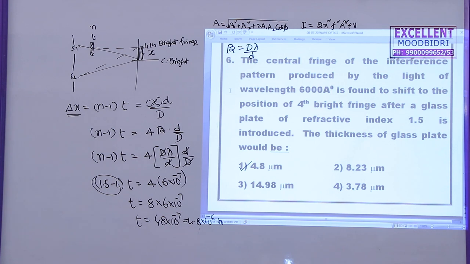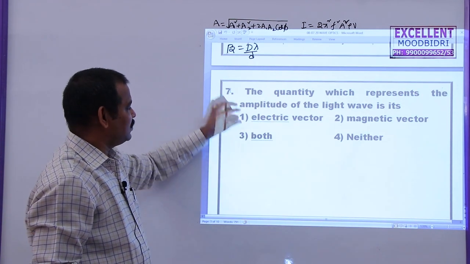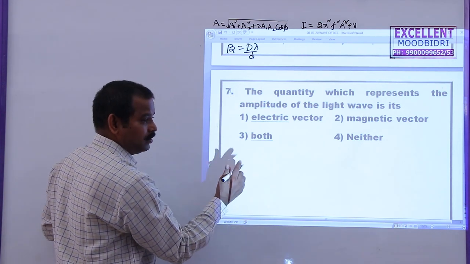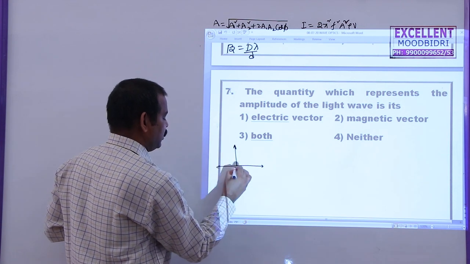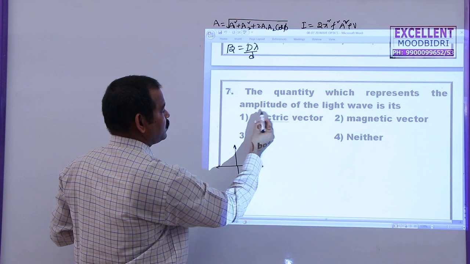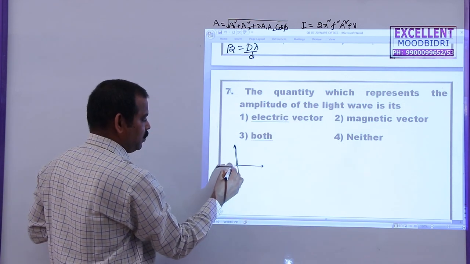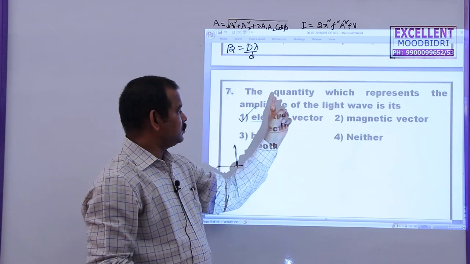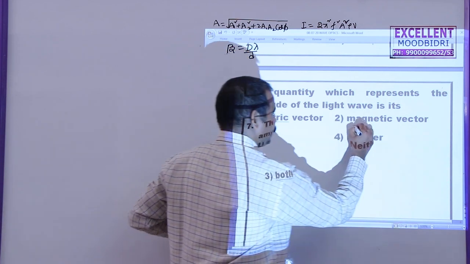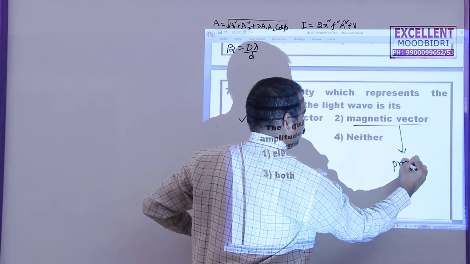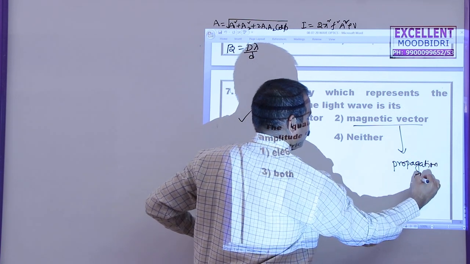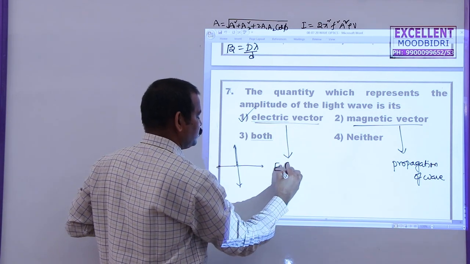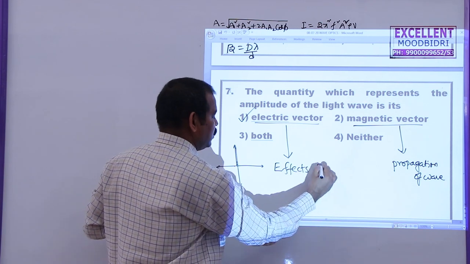micrometer. Seventh one, the quantity which represents the amplitude of the light wave is. Here, if you take this unpolarized light, all these electric vectors are represented here. Here they are asking the quantity which represents the amplitude of the light wave. Here the amplitude of the light wave is given by the electric vector only, and the magnetic vector helps this light wave to travel. That means the magnetic vector is responsible for propagation of the wave, whereas the electric vector is responsible for the effects shown by the light, or that is intensity, whatever it may be.